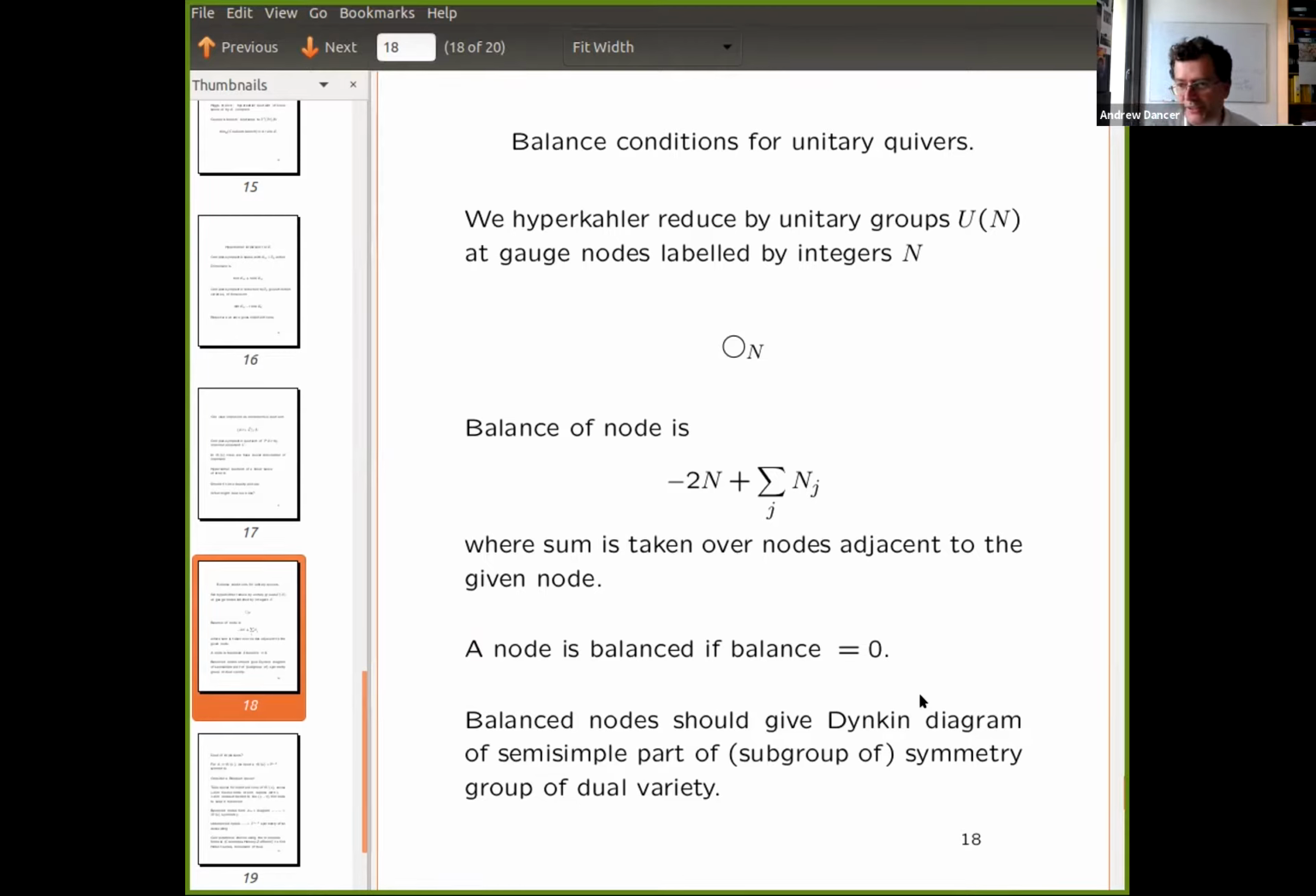And the idea is, we said before that deformation parameters on one side should correspond to the abelian part, if you like, the Cartan algebra of a symmetry group on the other side. This refines that idea by saying actually that the Cartan algebra can now be thickened up to a bigger reductive but not necessarily abelian group. And the yoga about the balanced nodes tells us how to thicken up the Cartan algebra to the appropriate non-abelian reductive group. More precisely, the balanced nodes should give you the Dynkin diagram of the semi-simple part of at least a subgroup of the symmetry group of a dual variety.